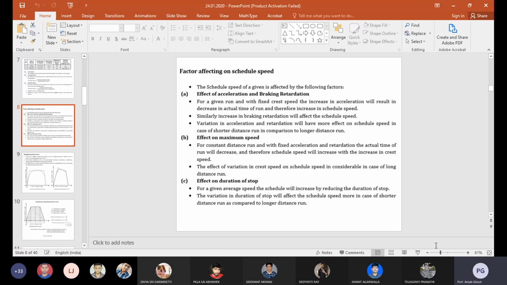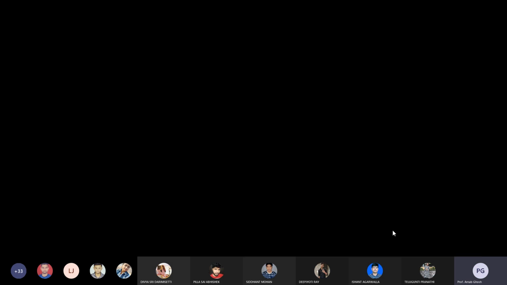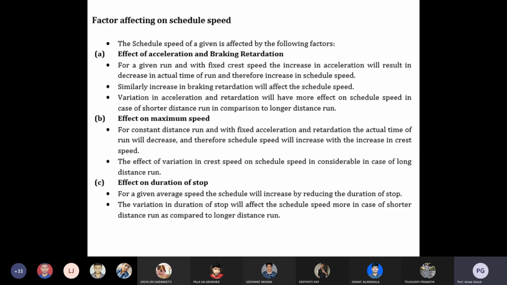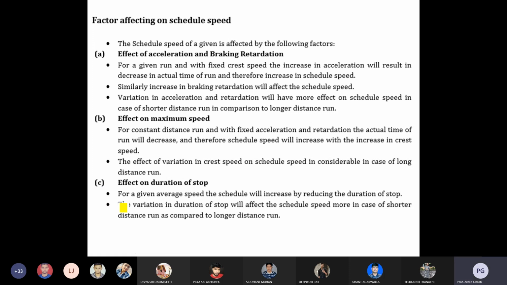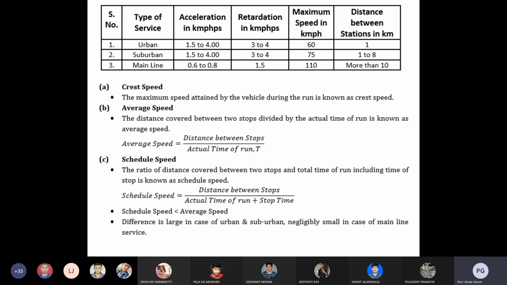Yes, so we are discussing different types of services, that is, locomotive services or EMU services. Then we were discussing what the different types of speed are. Suppose we discuss the peak speed, average speed, and schedule speed.